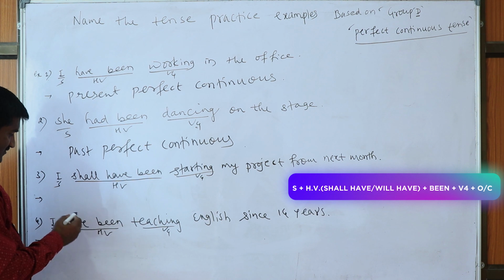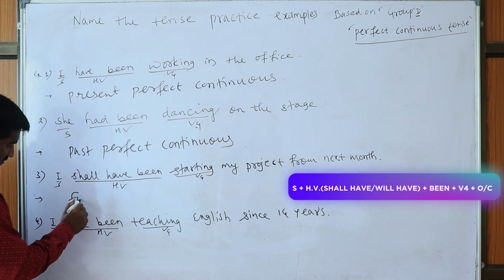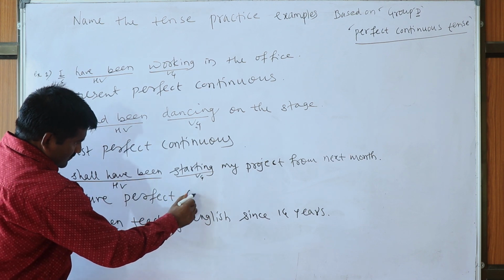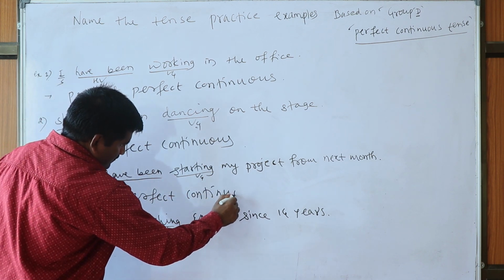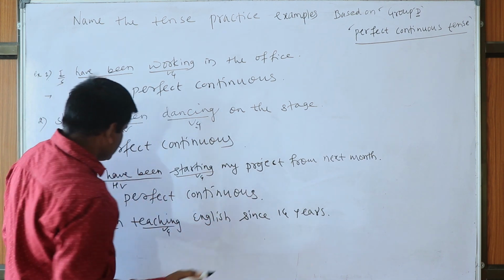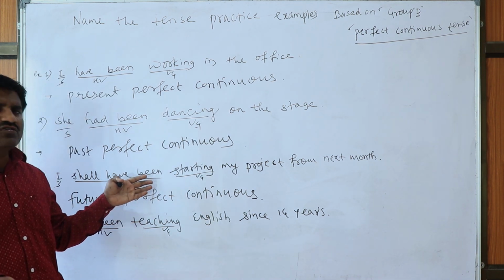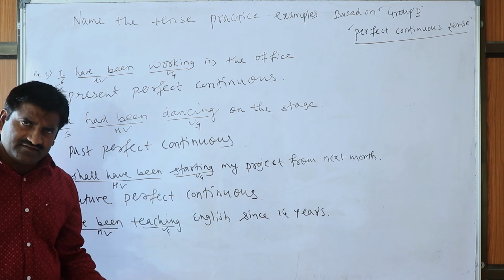So the answer here is future perfect continuous. Future perfect continuous. Why do we call it perfect? Because been is added. Why do we call it continuous? Because verb-ing is added. That's all.